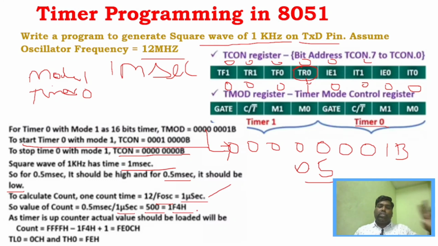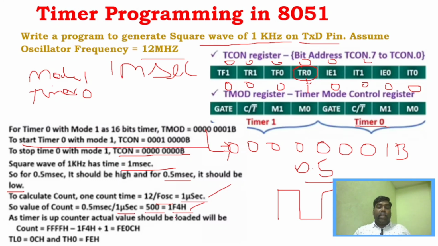Don't get confused. Normally we will use this particular value, but here since it is a square wave, we are dividing as T on and T off. So I have to determine for 0.5, right? First I have to generate the T on, and then I will complement that so that I can generate another 0.5. That is why I am dividing 0.5 by 1 microsecond, so that the answer will be 500. The corresponding value will be 1F4H.